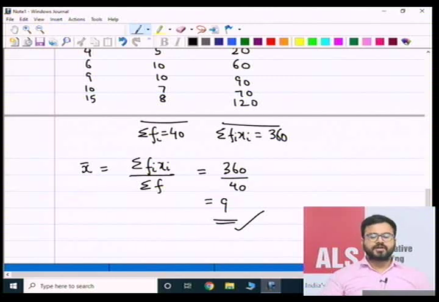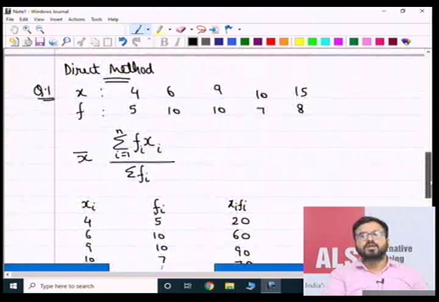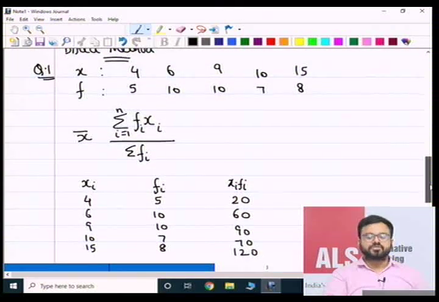I hope all of you are getting this method. This is called the direct method of calculating the mean. We have just calculated the total marks divided by the total number of students. That's it.